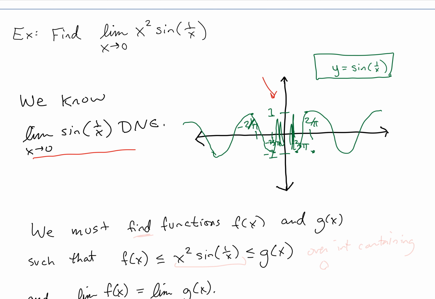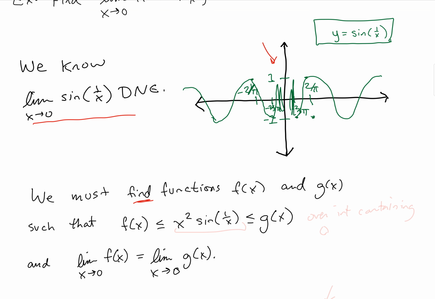So to do this, we've got to find functions f of x and g of x such that f of x is less than or equal to the function we're interested in and g of x is bigger than or equal to the function we're interested in over some interval containing 0. So this is over some interval containing 0, not necessarily everywhere, but over that interval. And it's also got to be true that the limit as x approaches 0 of f of x is equal to the limit as x approaches 0 of g of x.